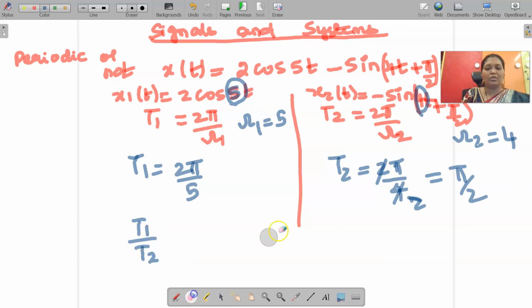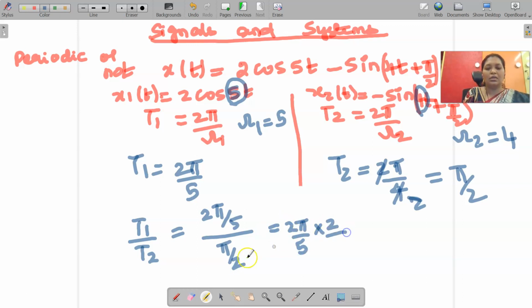So we have to find out this ratio. What is the ratio? 2 pi by 5 divided by pi by 2. Okay. So how can we write this? For the denominator term, you have to take the reciprocal. So cancel out this. You are getting 4 by 5. So when we have the combination of two signals, we always need to find out T1 by T2.